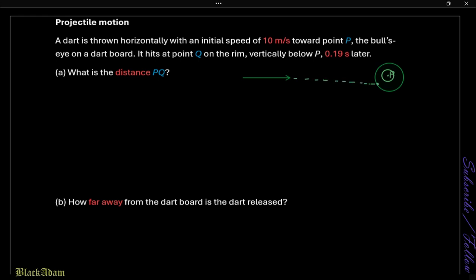And then the dart misses that, to the side of the rim, and goes that side due to gravity or maybe the wind. So that's P and Q, the distance PQ.